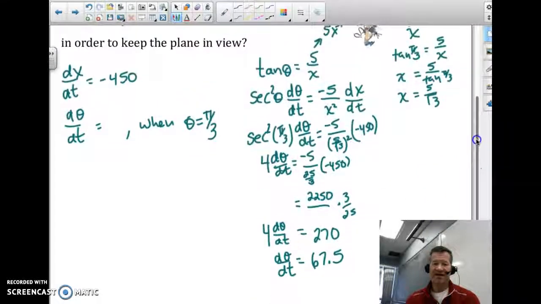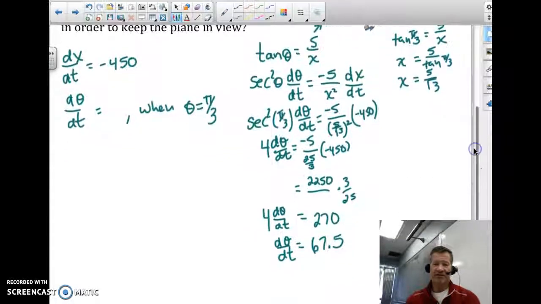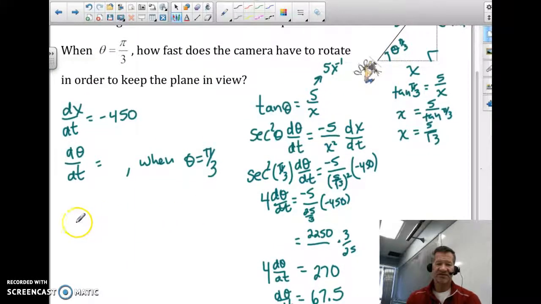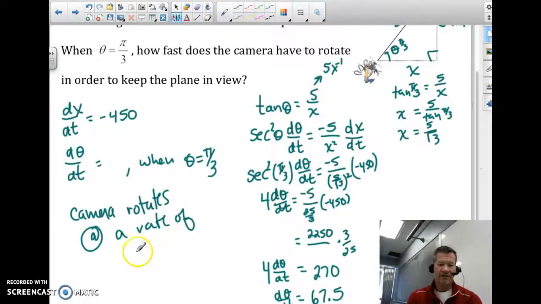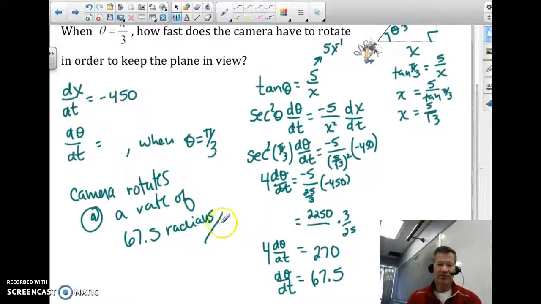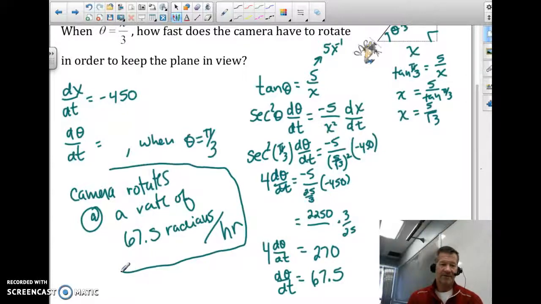So, what's my answer? How fast does the camera rotate? Well, what is theta going to be measured in? How do we measure angles? In radians, right? Pi over 3 radians. So the camera rotates at a rate of 67.5 radians per, what's the unit of time we have here? This is kilometers per hour, so that must be radians per hour. So it's moving pretty quickly at that moment. And there you go, and we are done. Good luck with related rates.